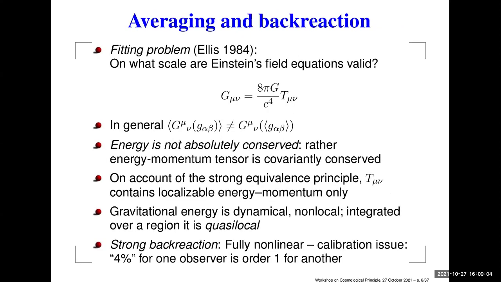We have a very complicated problem in general with general relativity, because there is the question, on what scale are Einstein's field equations valid? Einstein's equations are only really tested on the scale of things like the solar system, black holes, etc., on very, very small scales. And there is the general problem that time evolution and averaging do not commute: the problem of back reaction.